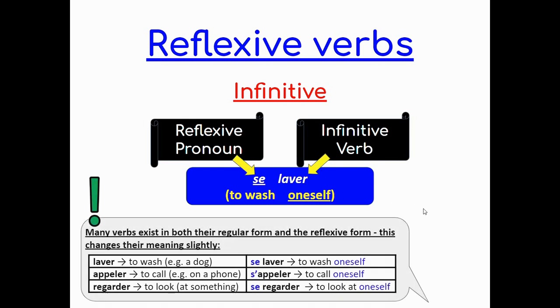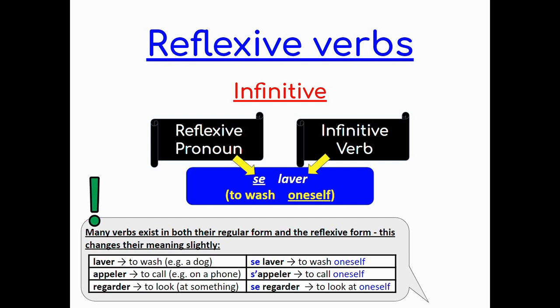Remember that there's a number of verbs which can be reflexive or not. It will simply change slightly the meaning. So here we have se laver, to wash oneself. If I didn't have the reflexive pronoun, laver means simply to wash, like a dog, a car, etc. Okay, so there's lots of examples that you might have in your lists.